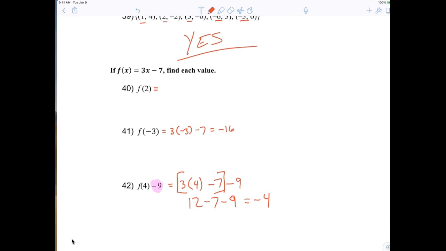Now here should be mental math for you. 3 times 2 minus 7. Yeah, negative 1. Everybody okay with that?